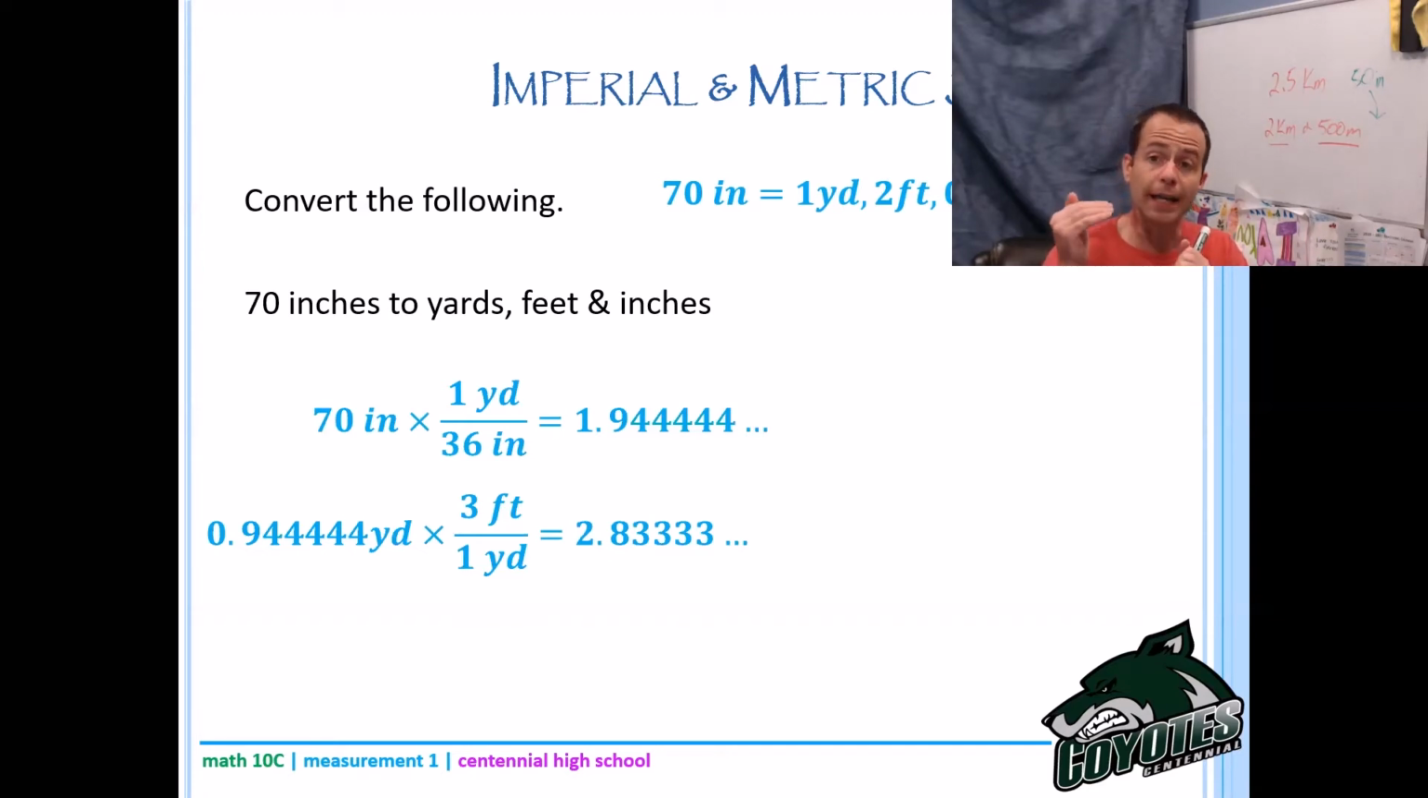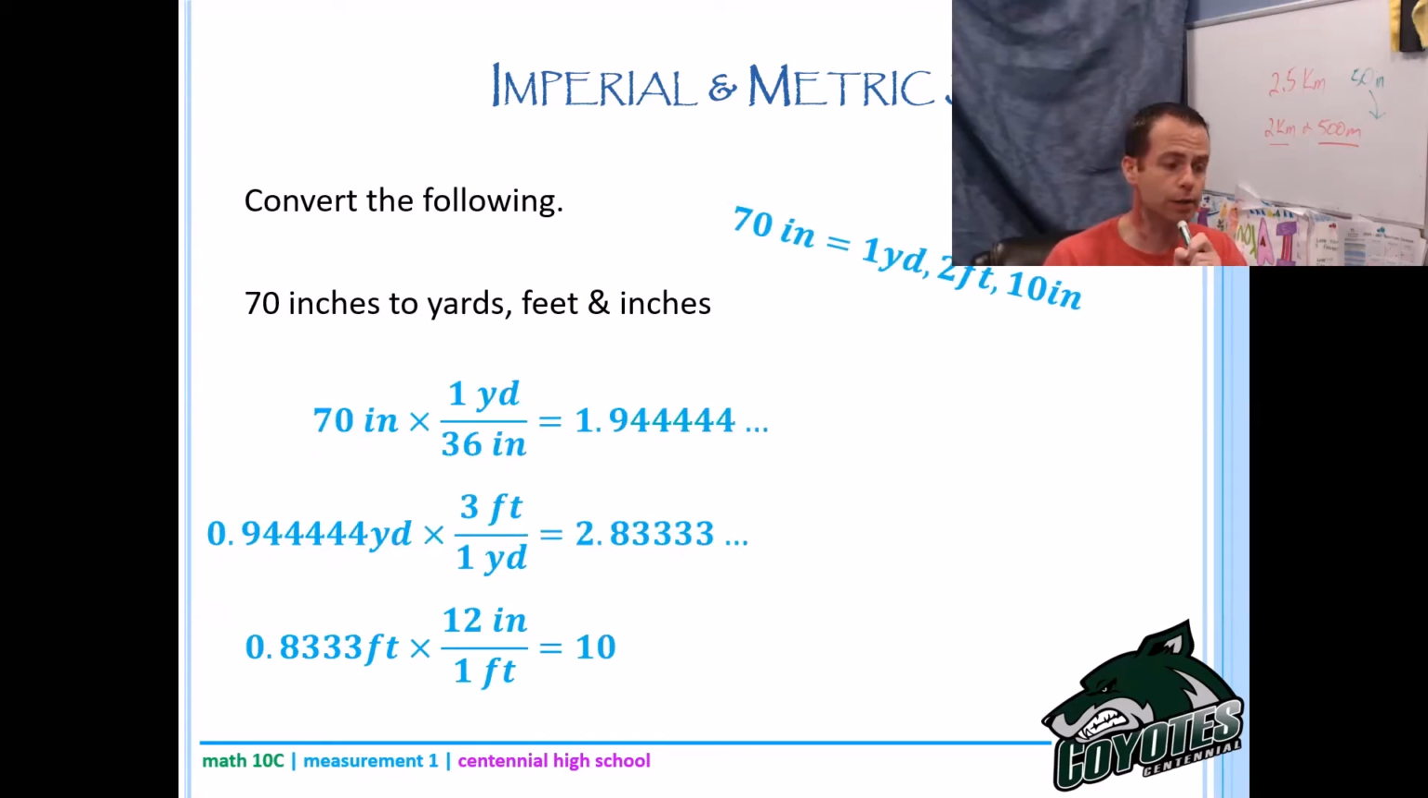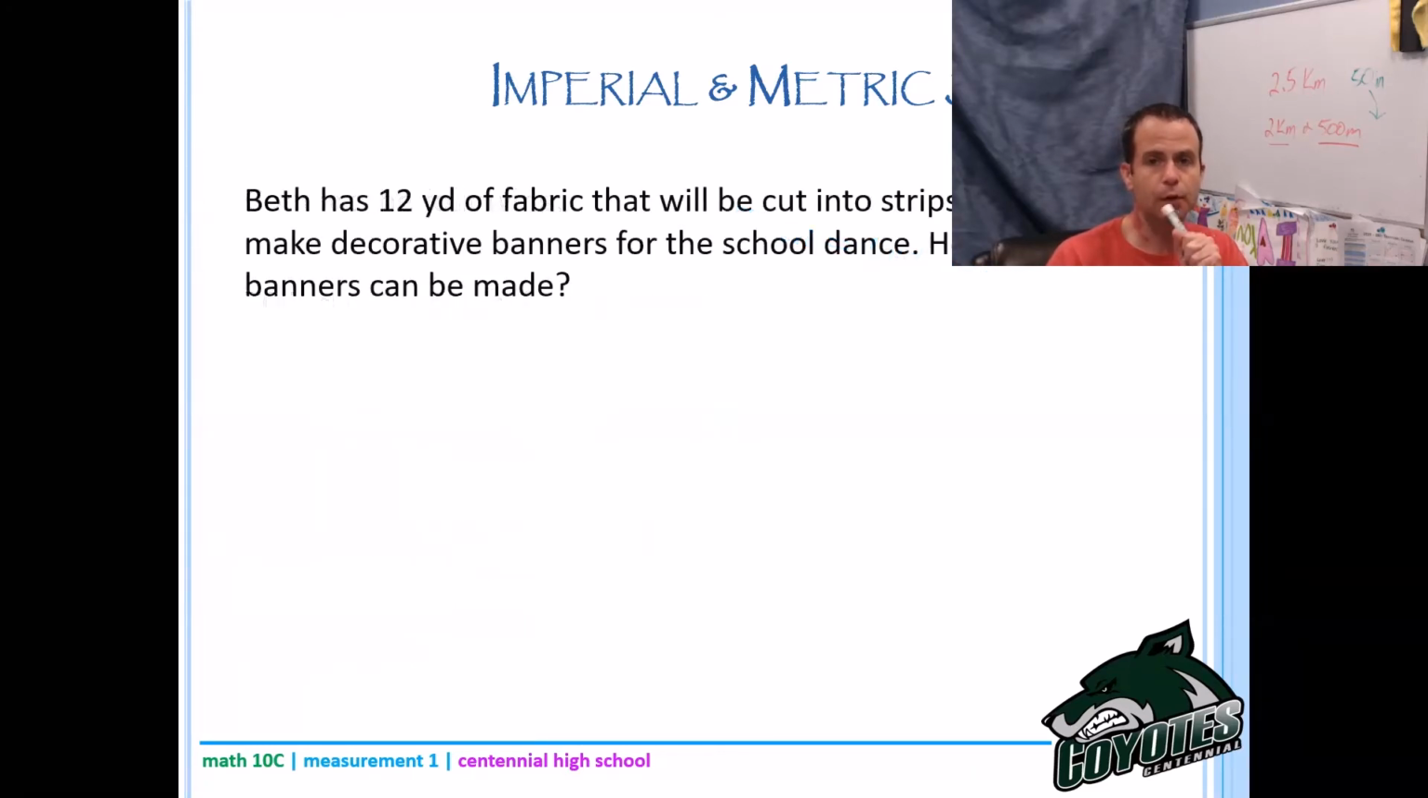I want to put that leftover bit into inches. So in my calculator, I'll subtract 2, so I get down to the 0.83333333. And then to convert that to inches, I'll multiply by 12, and that should give me 10. Okay, so your final answer there ends up being 70 inches is the same as 1 yard, 2 feet, and 10 inches. Okay, awesome.